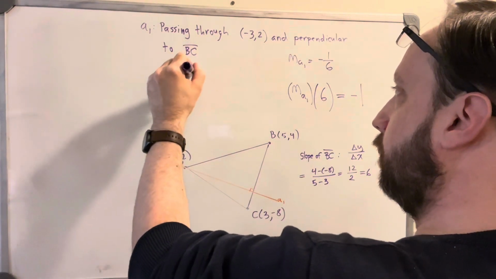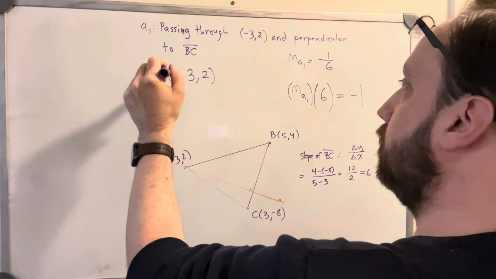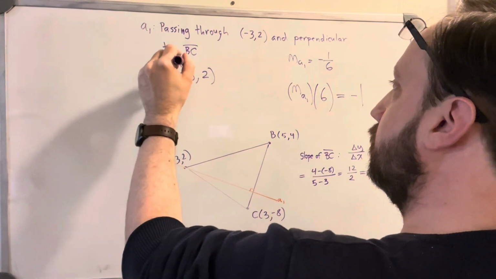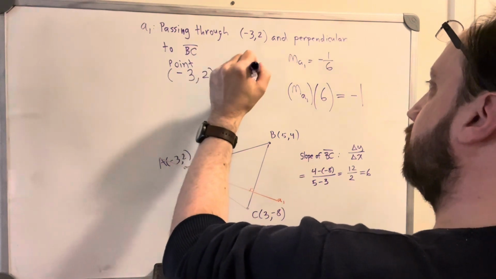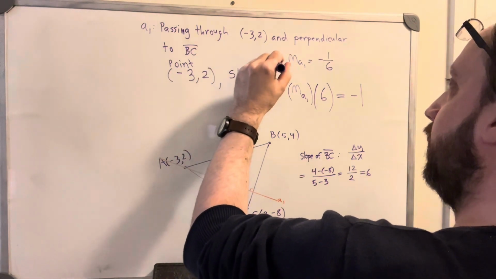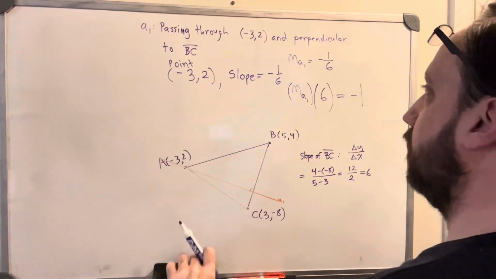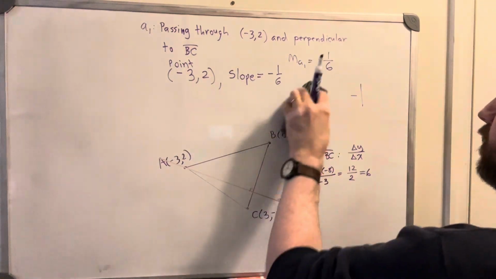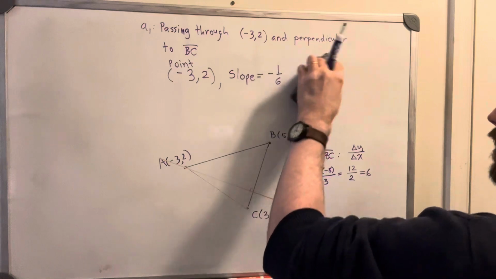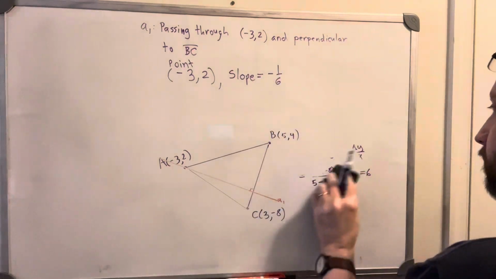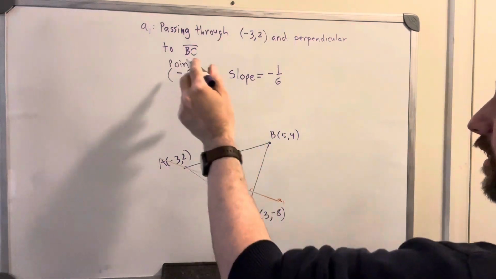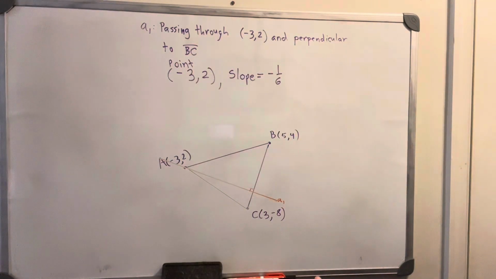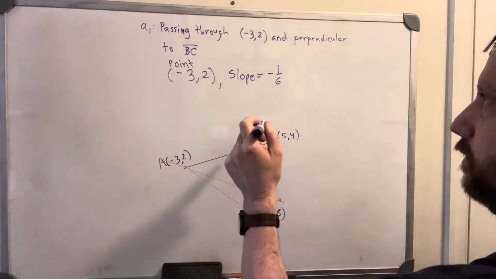So now we know that the point is -3, 2, and the slope is -1/6. Do you have enough information to figure out the equation of this line? You have a point and a slope. Which form of line is obviously the easiest to do?